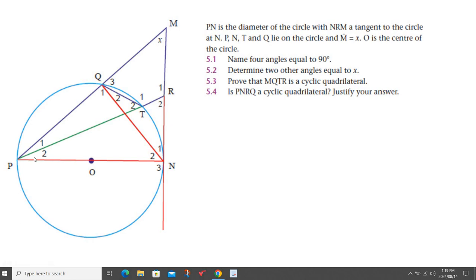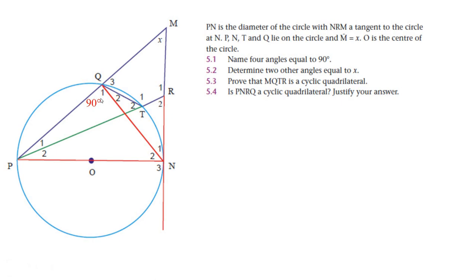Name four angles equal to 90 degrees. It's always good to read all this stuff. You've got this P and Q and T and N, and they're all on the outside of the circle. You've got that this line here, NRM up to there, is a tangent. So there's a tangent going on. And important that this PON is a diameter, so that's a semicircle. So four angles that equal 90 degrees.